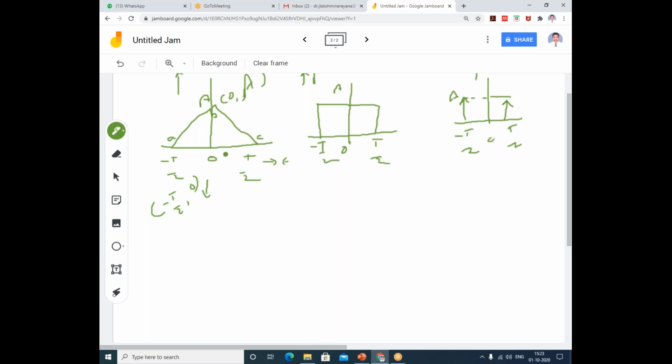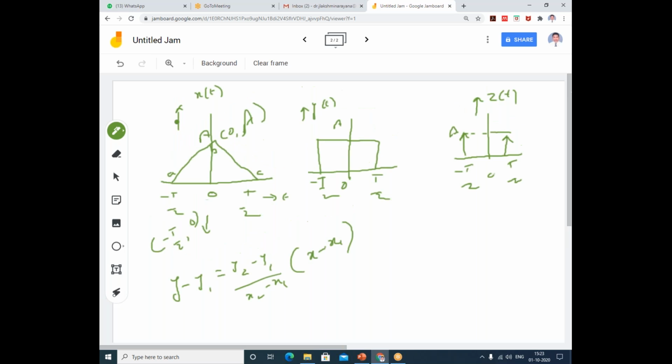Now you need to write the equation of the line AB, which is y minus y1 equal to y2 minus y1 by x2 minus x1 into x minus x1. Using that relation, you need to find it. This is the generalized equation. But for our problem, our x is t and our y is x of t.